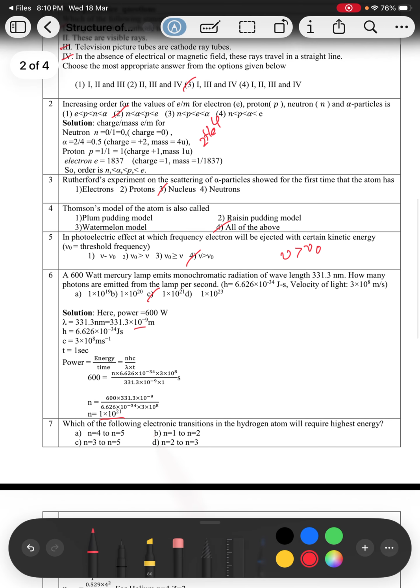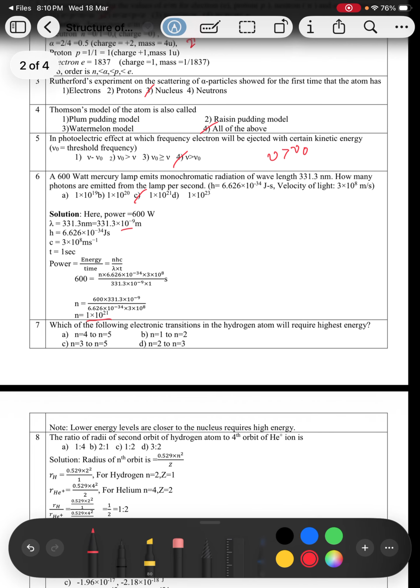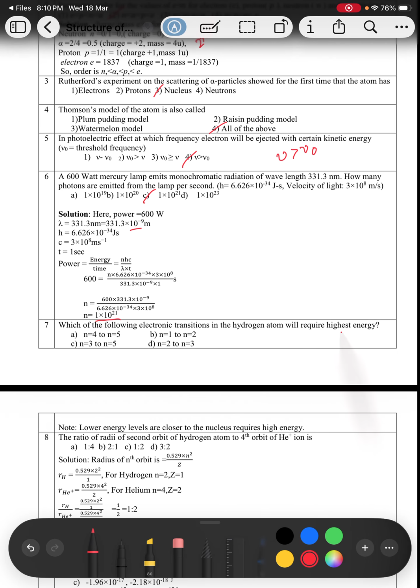Next, which of the following electronic transitions in hydrogen atom will require highest energy? Lowest energy levels are very close to the nucleus. In the given options, the transitions are n equal to 4 to 5, 1 to 2, 3 to 5, 2 to 3. Lowest energy level is in the second option, that is 1 to 2. So it requires very high energy, since these levels are very close to the nucleus. So second option is the correct one.